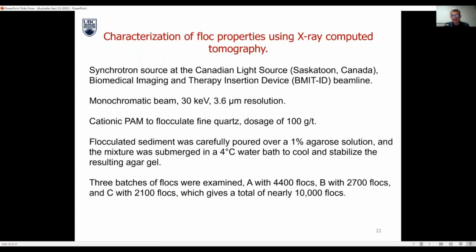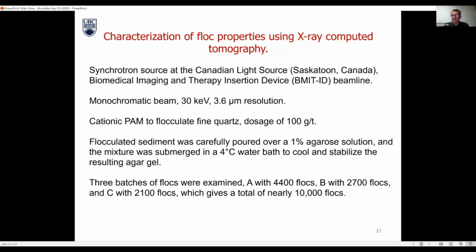So using now the same technique, but this time for properties of individual flocs. This work was done at our synchrotron facility in Saskatoon. We were granted 3 days of beam time, so you need to send people as a team. They work 24 hours a day for 3 days non-stop. Some parameters of the facility.